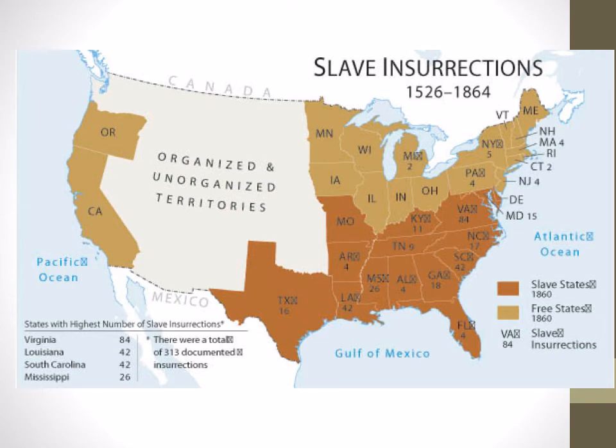So you can see the number of slave insurrections from 1526 to 1864. I know that's a big time period, but if you look at the map, look at who tends to have the most. You've got Virginia, Louisiana, South Carolina, Mississippi. Virginia had a lot of slave revolts during this time period.